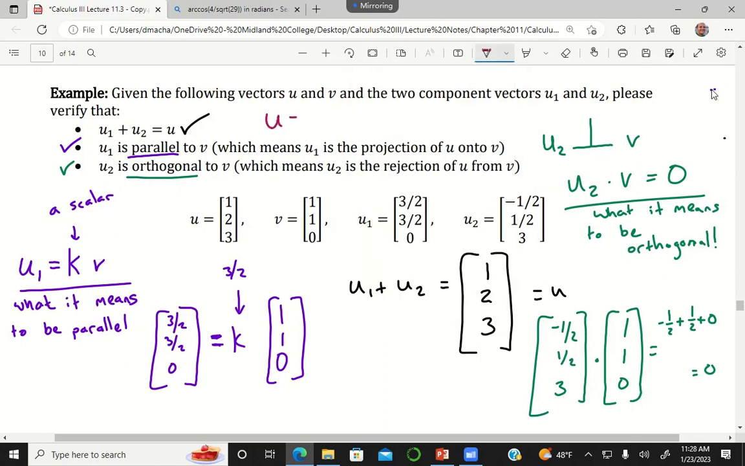Which means I could write this. I can say that U is equal to the projection of U onto V plus the rejection of U from V, where U1 is going to be the projection of U onto V, and then U2, that is going to be the rejection of U from V. All we did right here is we just verified that U1 is the projection of U onto V, and that U2 is the rejection of U from V. Okay.